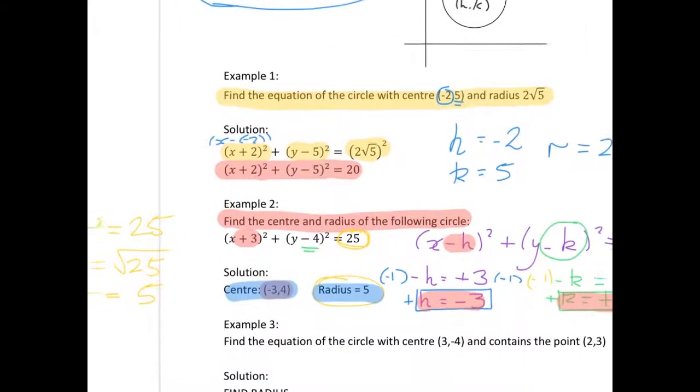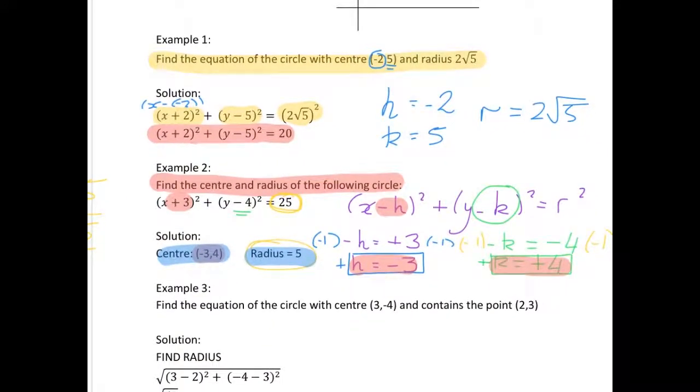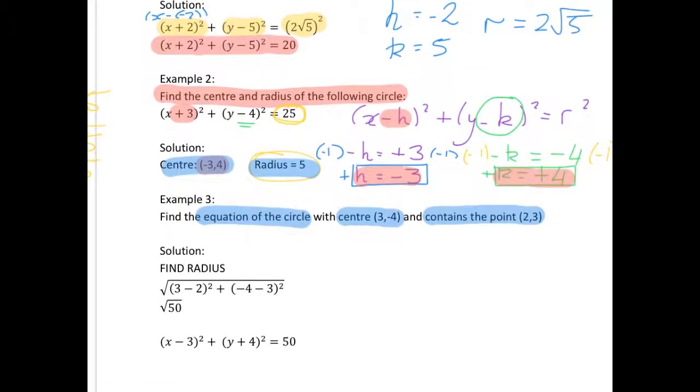Our next example, example 3, is to find the equation of the circle with centre (3, -4) that contains the point (2, 3). Our first big task is to find the radius, because we have our centre (3, -4), but we don't have our radius, which is what we need to write down our formula.